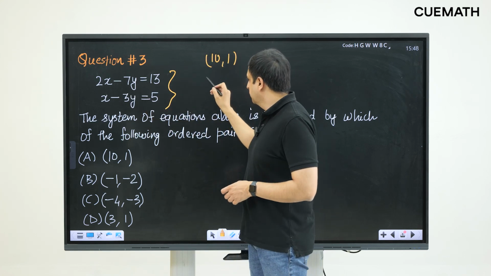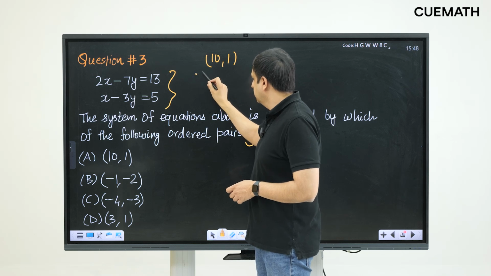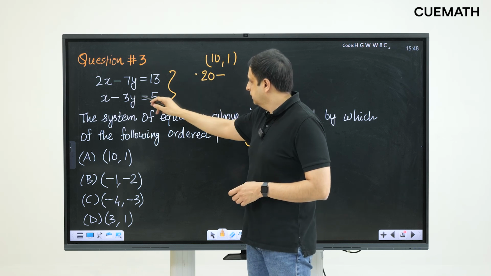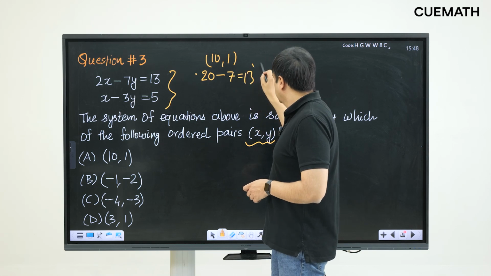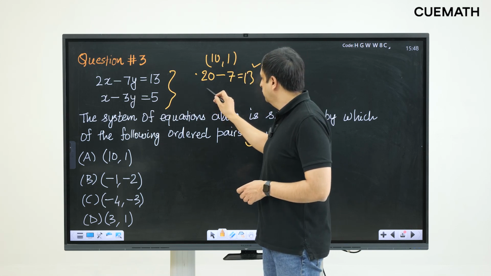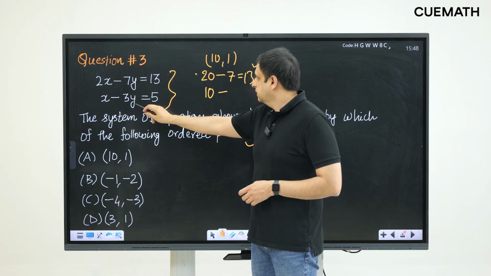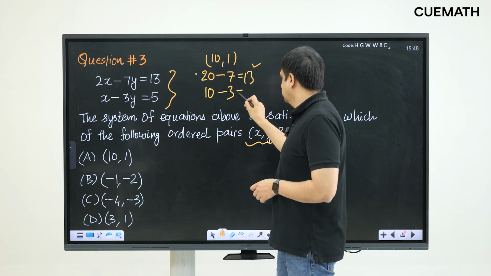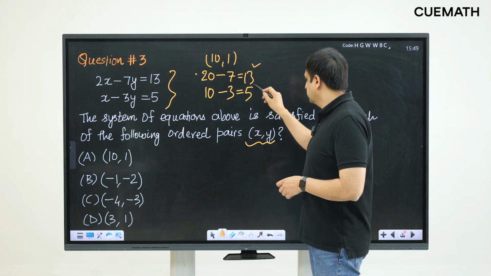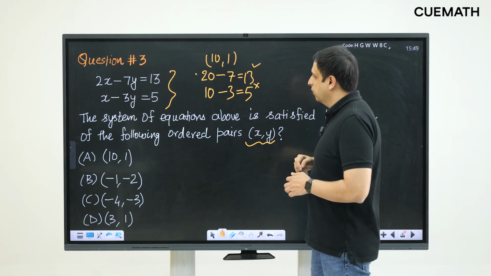So in the first equation, I get 2 times 10, that's 20, minus 7 times 1, so that's 13, so this is good. But in the second equation, I have x, which is 10, minus 3y, so 3y will be 3, which is, it should be equal to 5, but that's not really the case. So 10 and 1 does not work.